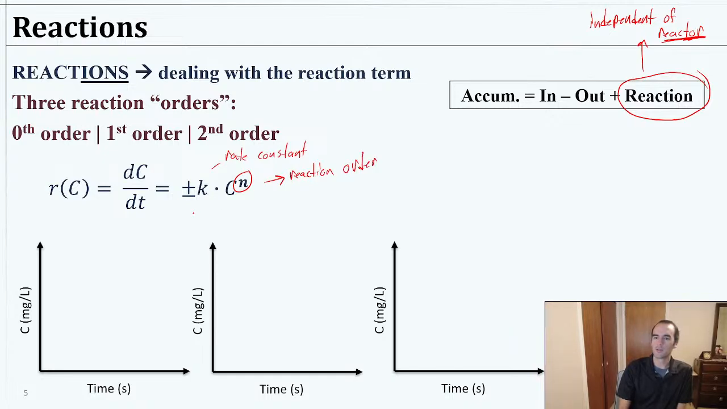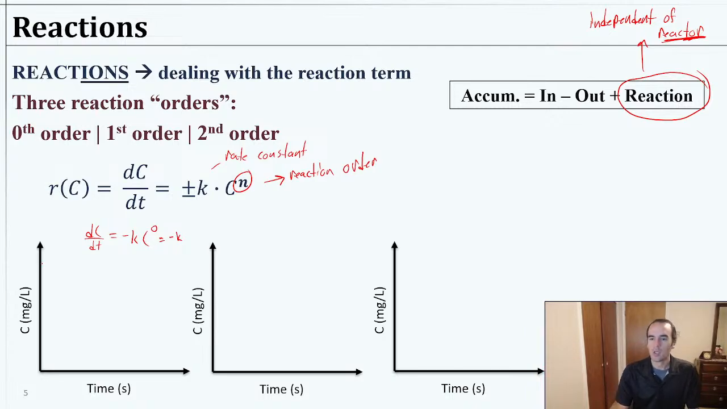So now we should be able to see that if we had a zero order reaction, the way that would write up is dC/dt, and let's call this one a decay reaction, would be equal to negative k, some k that will give us a slope, times C to the 0 power, and anything to the 0 power is just simply 1. So that C goes to 1, so we could write this as just simply negative k.